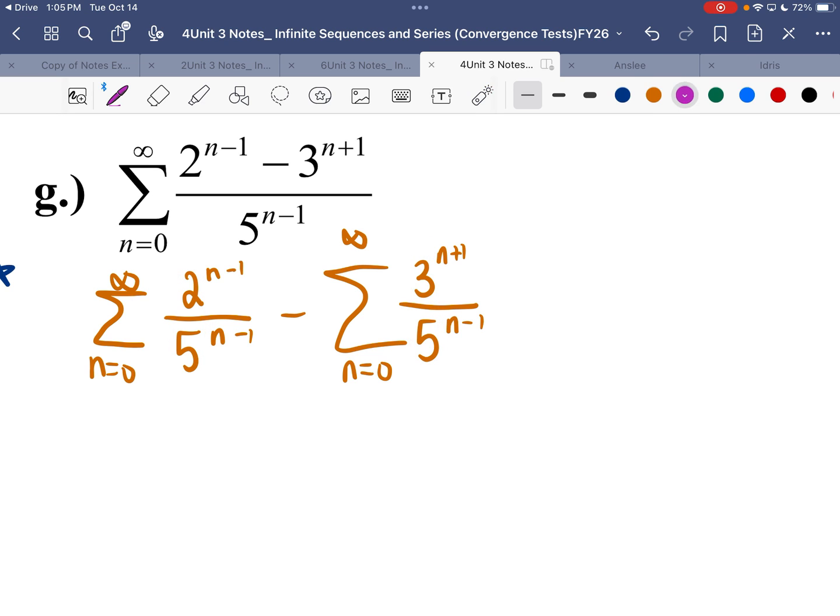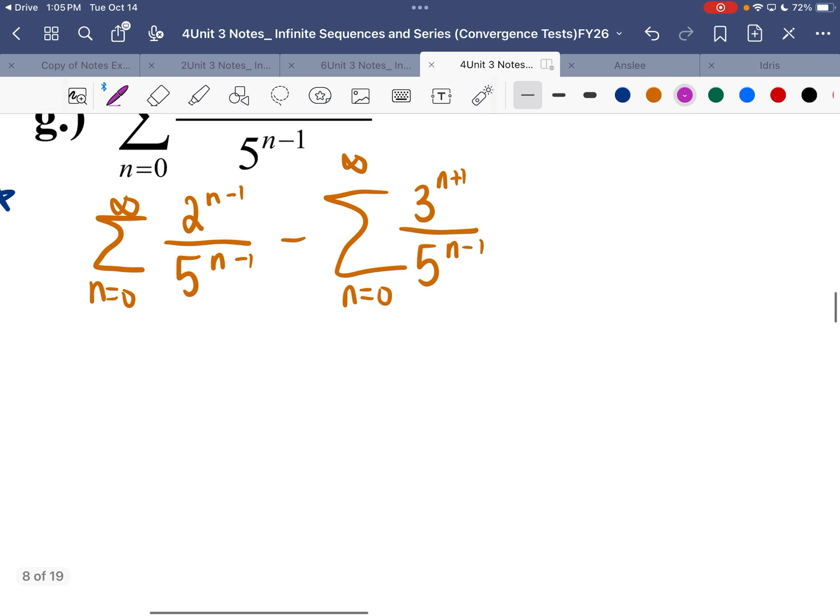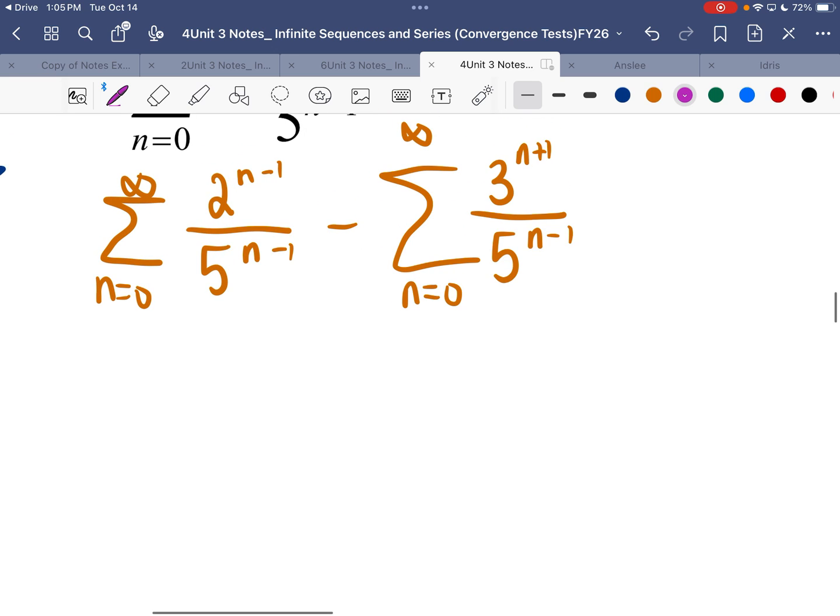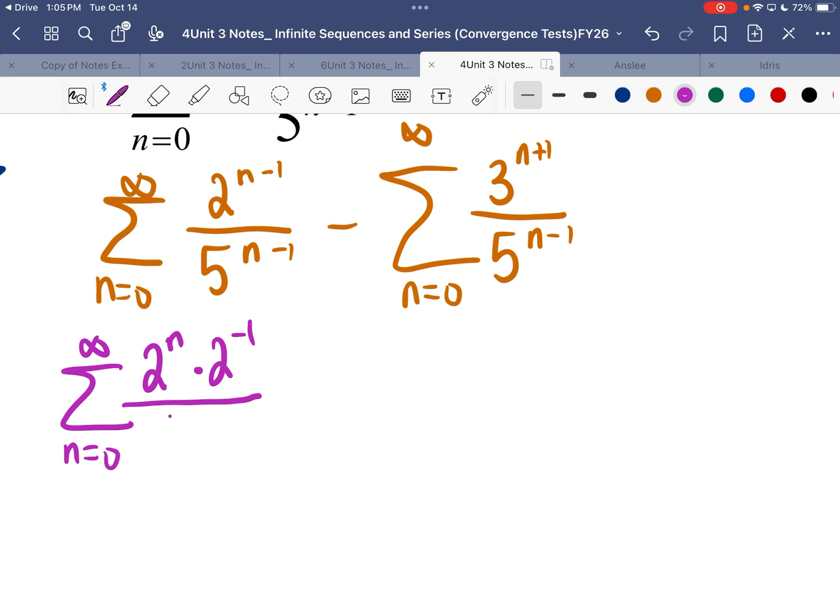But I'm going to do some helpful algebra for you, for our friends who did algebra in LPS or something. I don't know your life. 2 to the n minus 1 would be 2 to the n times 2 to the negative 1, right? Because when we have the exponents adding, we're multiplying their bases.